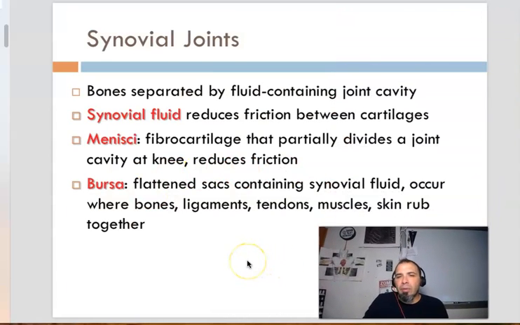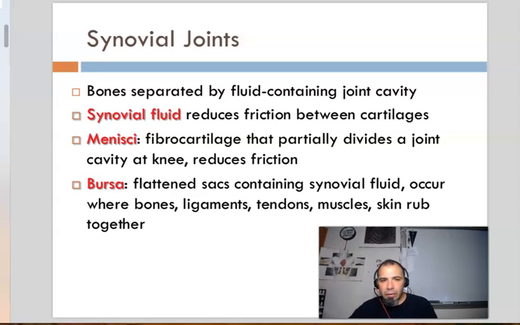These are bones that are separated by a fluid-containing joint cavity. And so when we talk about synovial, we need to talk about synovial fluid, menisci, and then bursa. And the whole point of all these is just to reduce friction. So I wrote this on the board, that you may just want to write the idea that these both reduce friction.